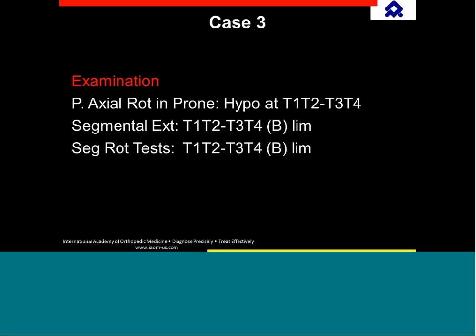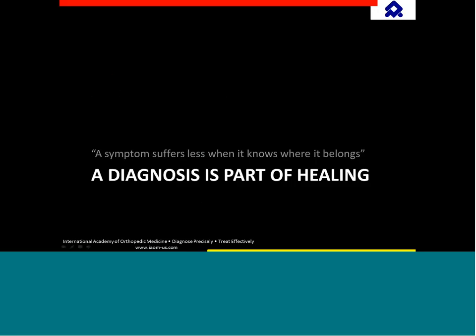Additionally, she's got some pain with axial rotation and prone. She's got some segmental issues in the upper thoracic spine, which we'll be able to address. And segmental rotation testing also shows limitations in the upper thoracic spine. Very rigid area, relatively, and in her case, more so limited, and we have an opportunity to improve that.